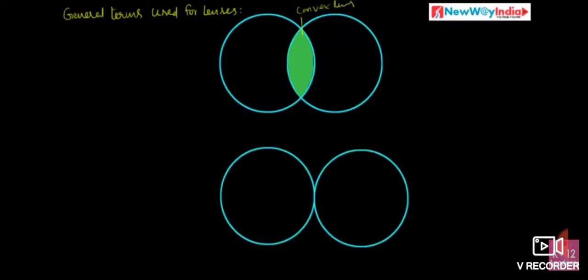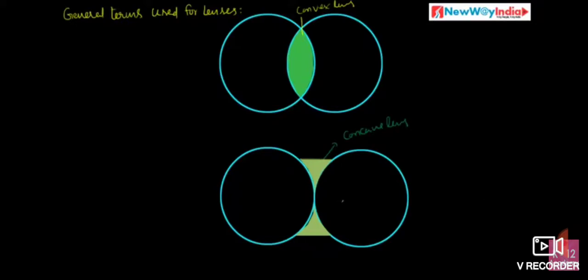And in the same way, this is one hollow sphere and this is another hollow sphere, and this part is called a concave lens. Next, what are the important terms related to them?